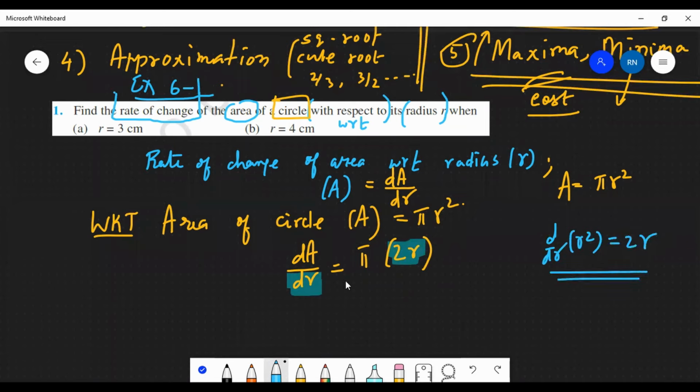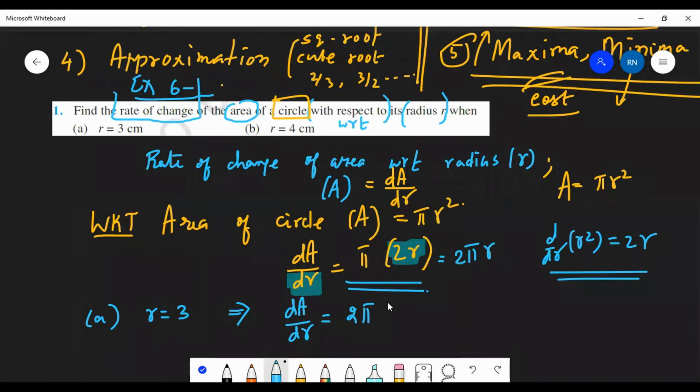Done, 2 pi r only. But they have given you 2 subdivisions. In subdivision A, the measurement of r is given, so dA by dr will have a different value. This is overall 2 pi r, isn't it? So 2 pi, substitute the value of r, 3 centimeter, you get 6 pi.